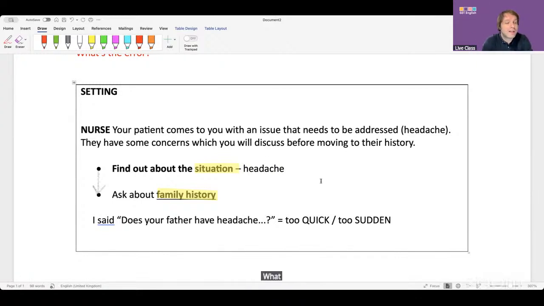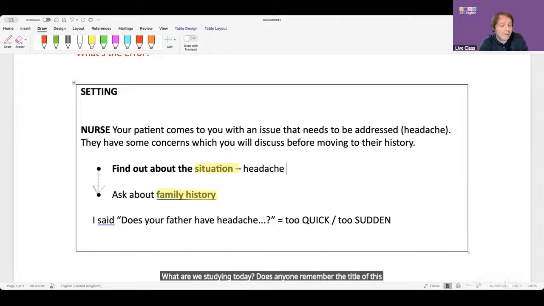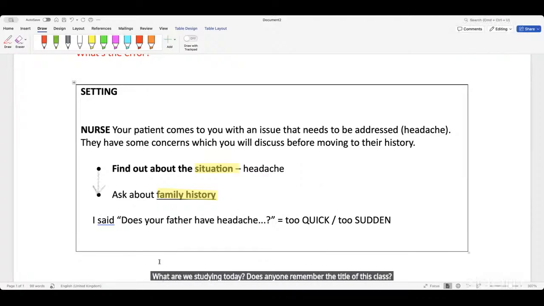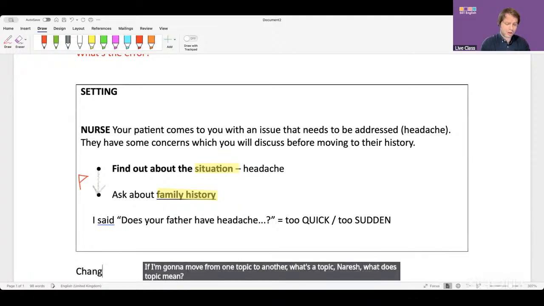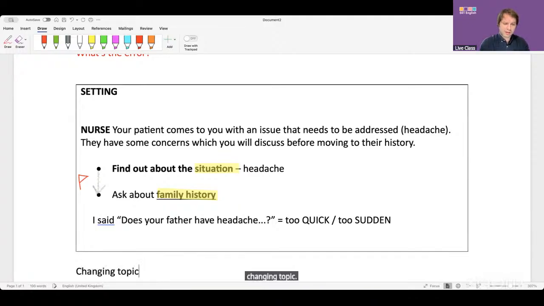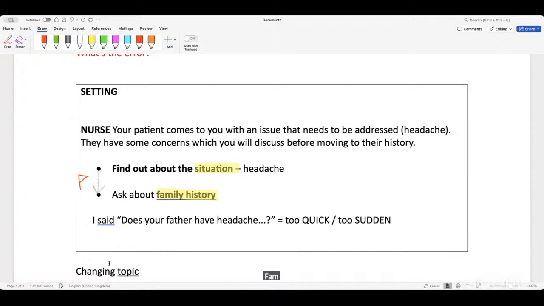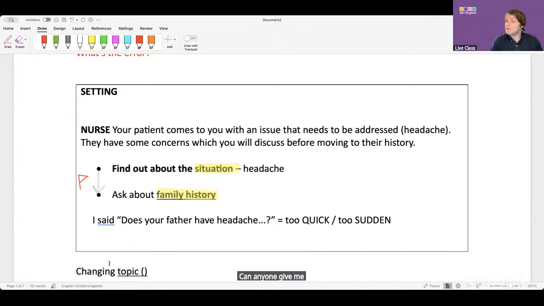What are we studying today? Does anyone remember the title of this class? Signposting. Signposts. Okay. So a very simple point is, if I'm going to move from one topic to another, what's a topic? Naresh, what does topic mean? Topic is family history. Subject. Can anyone give me a meaning of topic? The context, yeah, or main idea?